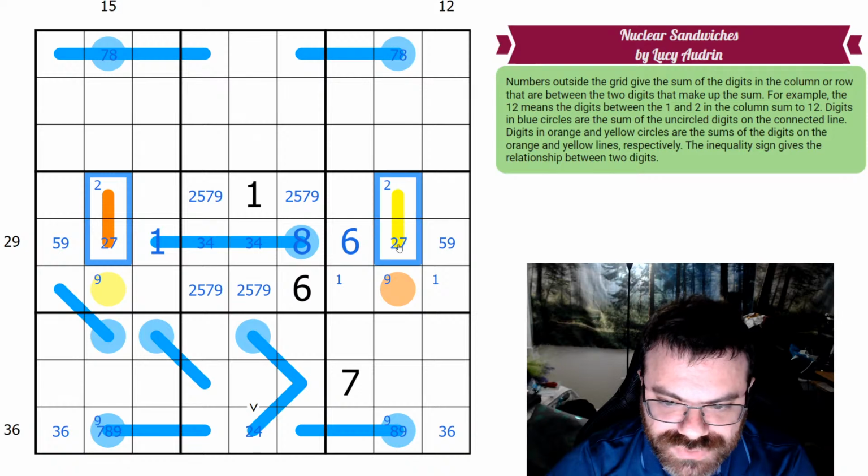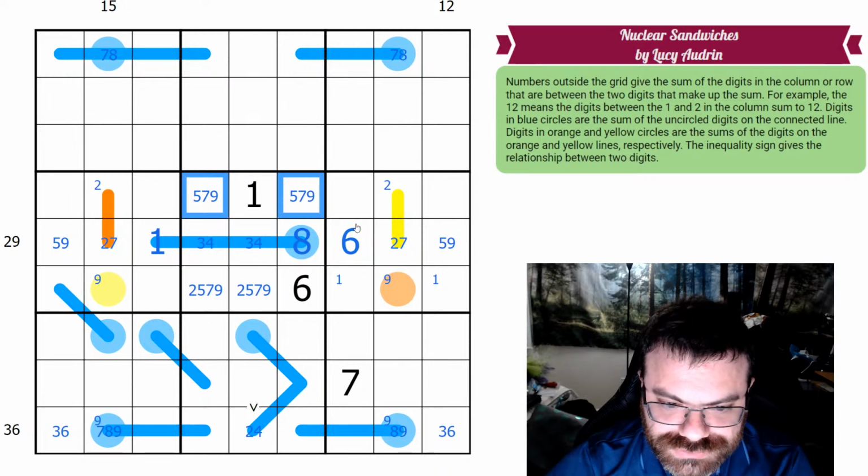That means there's an X-wing on 2s here as well. So these can't be 2. There's a 2 down here.